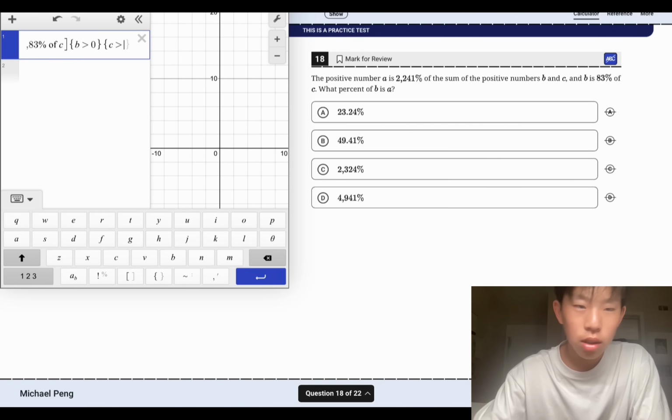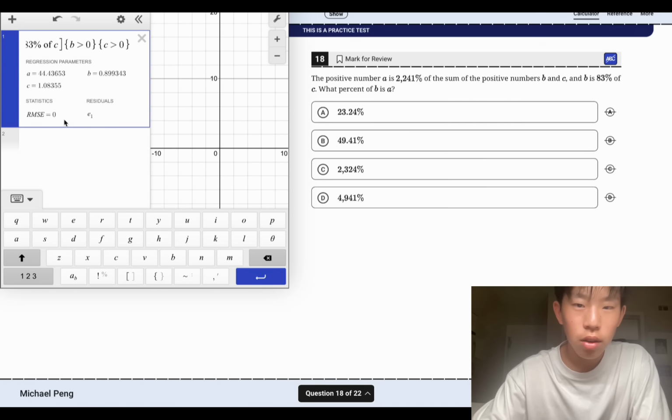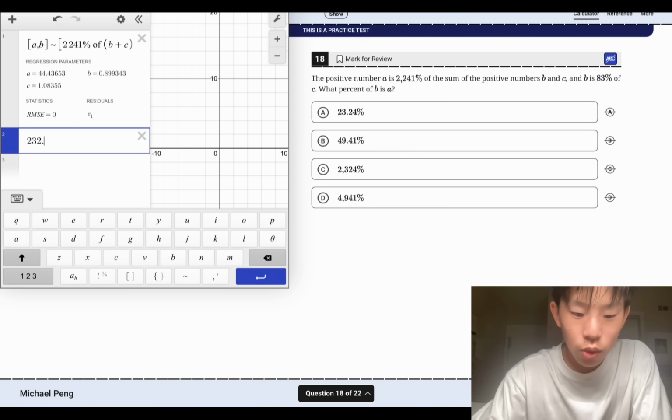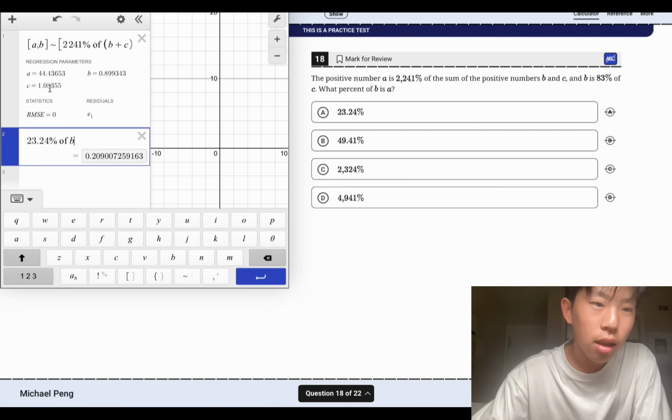And Desmos, c is greater than 0. Now, what percent of b is a? Let's just guess and check. 23.24% of b. Is that a?